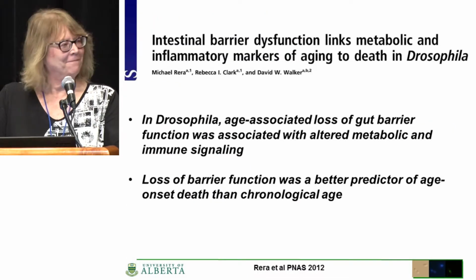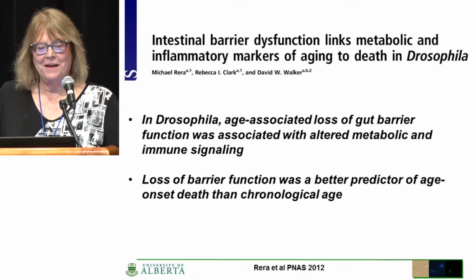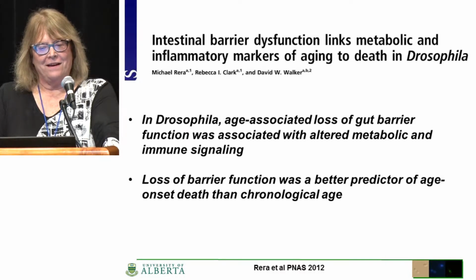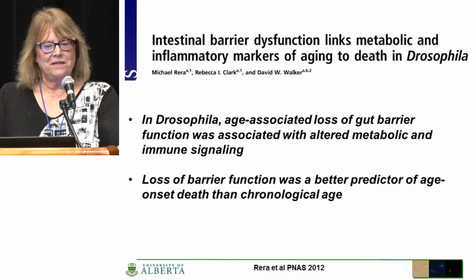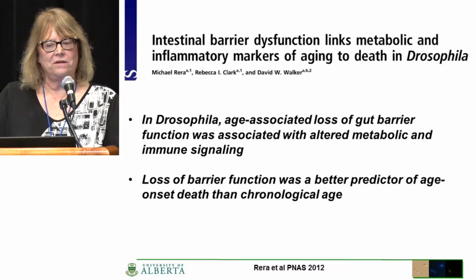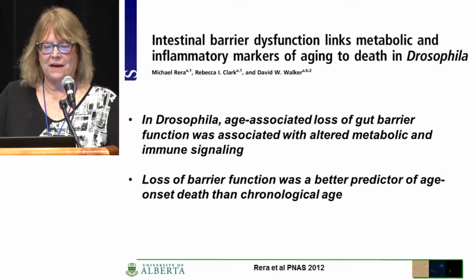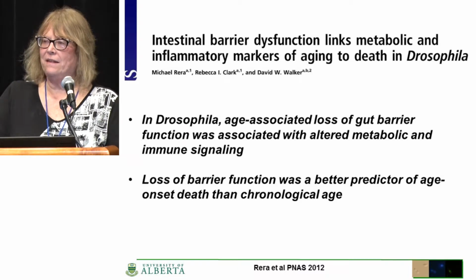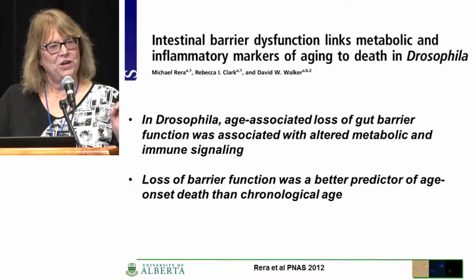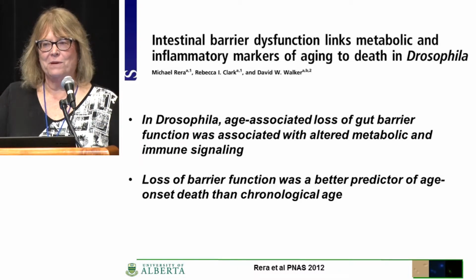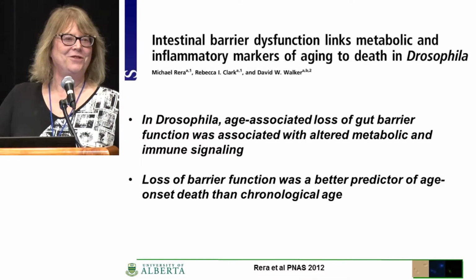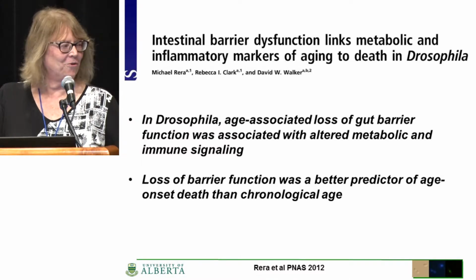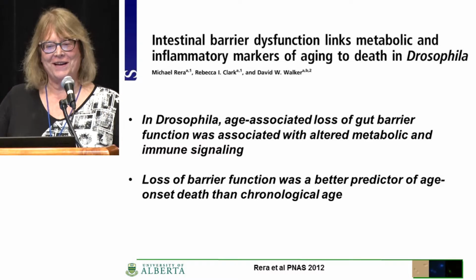Drosophila is a very nice model system. Again, age-associated loss of barrier function was associated with altered metabolic immune signaling. And loss of barrier function was a better predictor of age-onset death than chronological age. So if you can keep your gut from getting permeable, you will have a much better quality of life in your old age. And I think we all care about that.